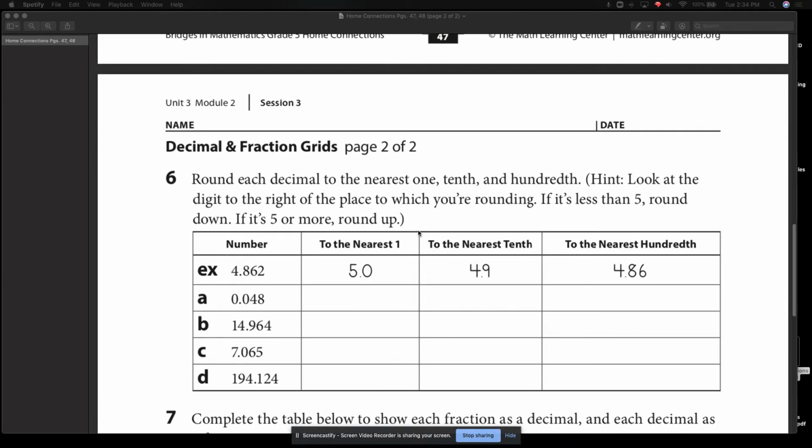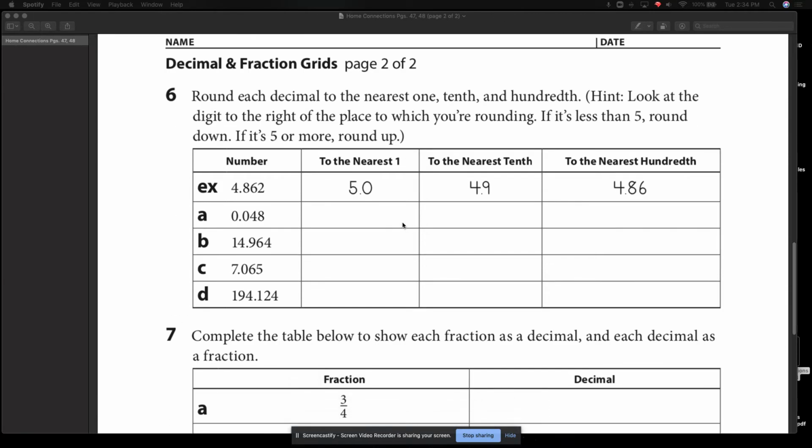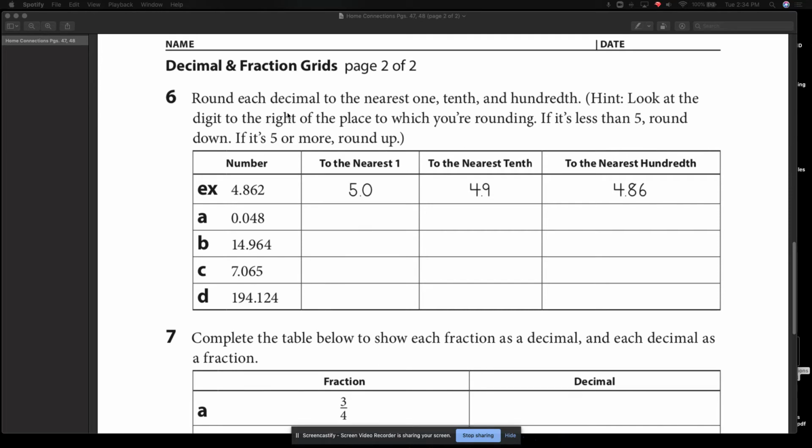This page here is rounding, and it gives you some clues about what to do when you round. It says round each decimal to the nearest 1, 10th, and 100th. Hint, look at the digit to the right of the place to which you're rounding. If it's less than 5, round down, which means keep it the same. If it's 5 or more, round up, which means go up one more. And here's the example they give.